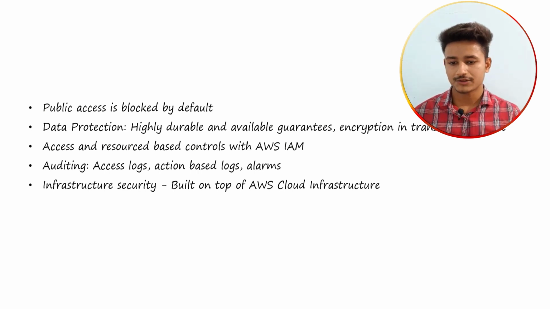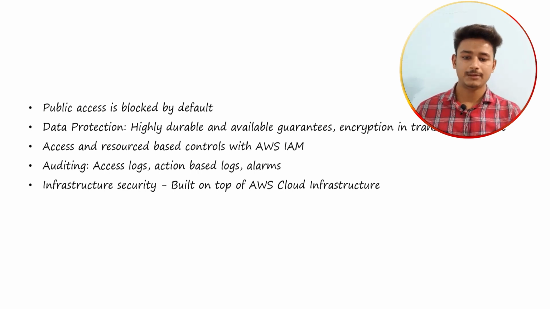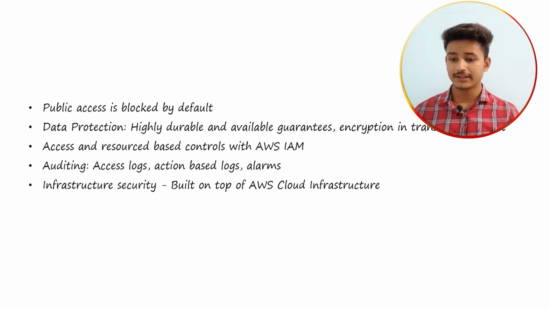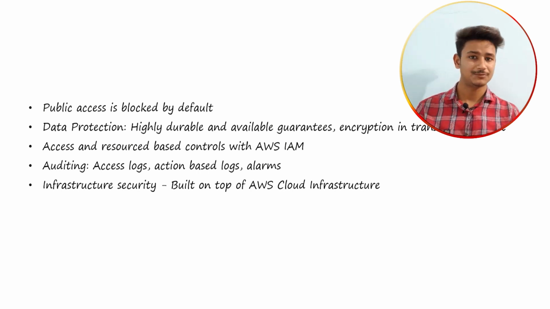Then comes data protection. The data is highly durable, with availability guarantees. As I mentioned earlier, it can be available 24/7. Then comes encryption, the most important, which is applied at rest. Access and resource-based controls come with AWS IAM. IAM stands for Identity and Access Management. It is an authorization layer created to determine whether a user is deserving or non-deserving, or a hacker trying to gain access. Then comes auditing: access logs, action-based logs, and alarms, as I mentioned earlier.